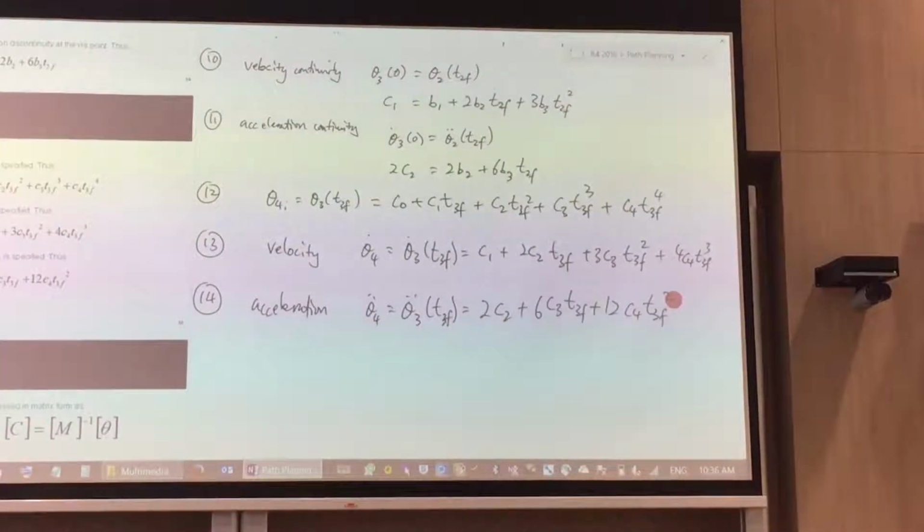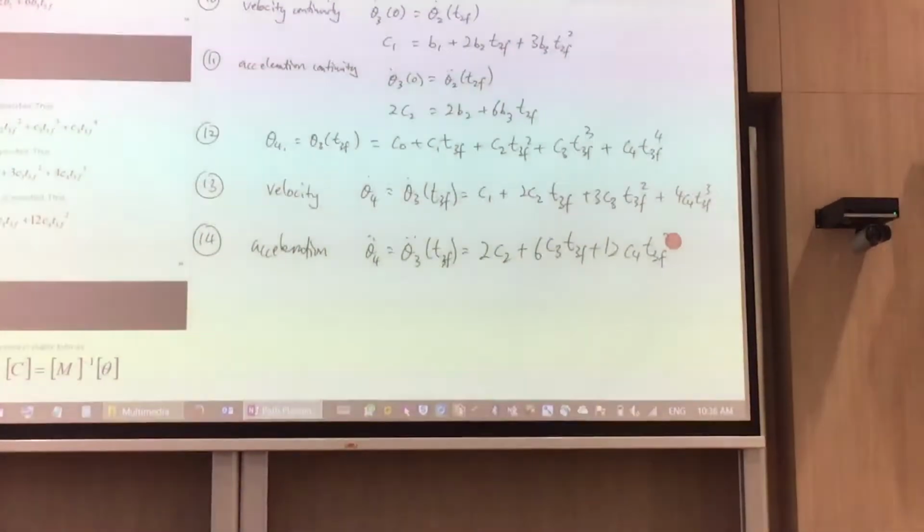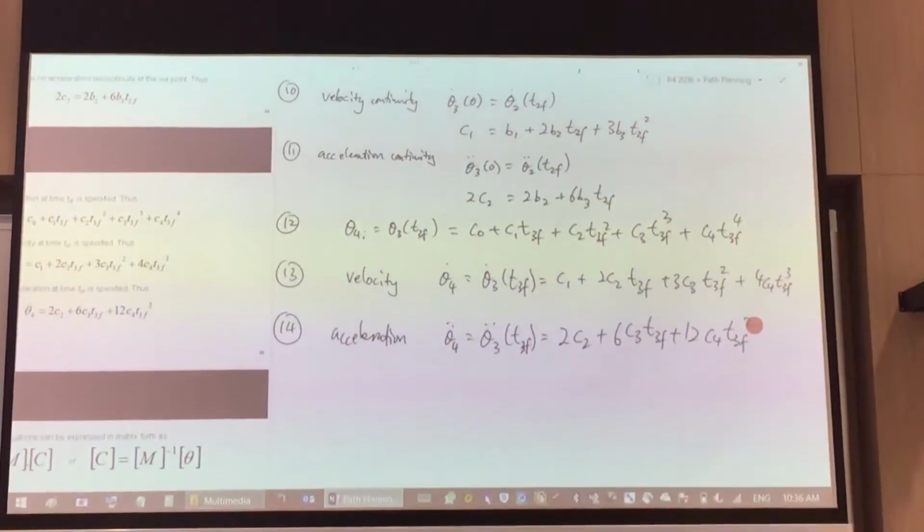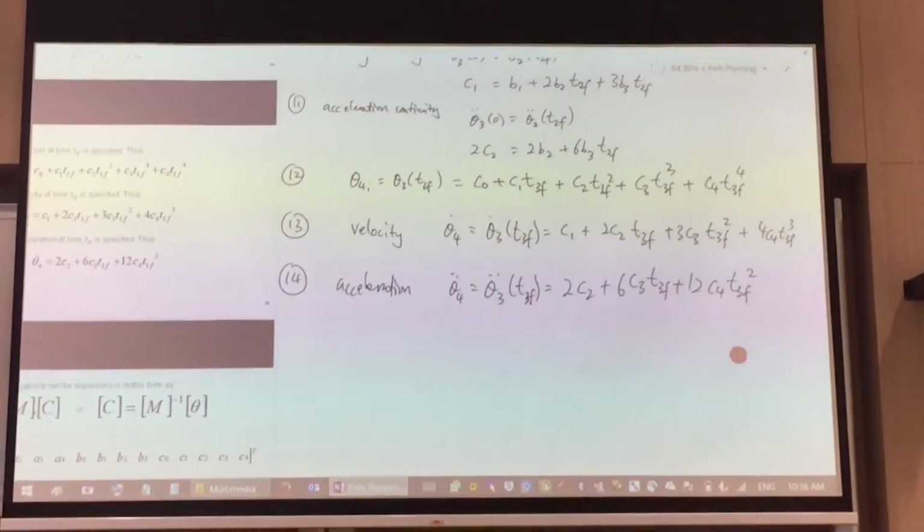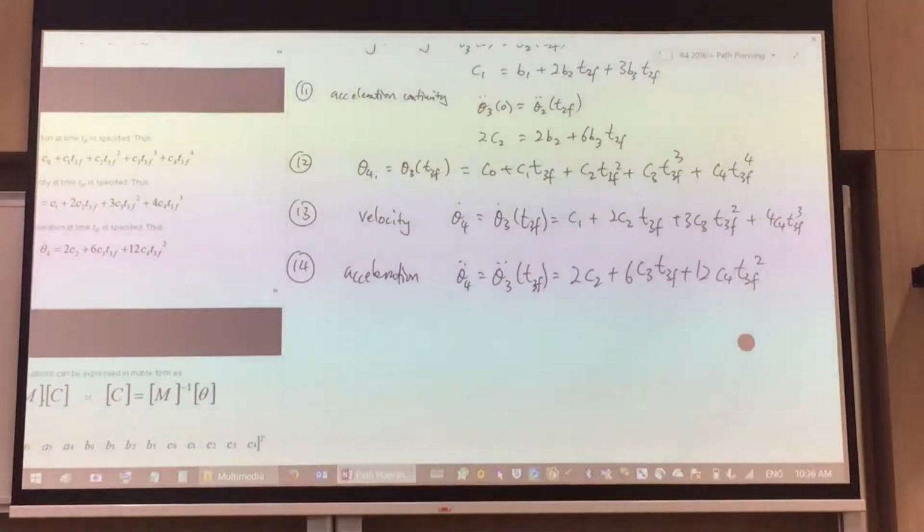But you need to know something. How can we solve everything without solving them? How can we put it together so that it's easy to solve? So this is what you need to do. What we need to do is to put all these 14 boundary conditions into a matrix.